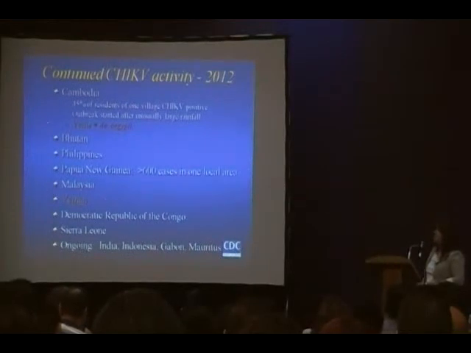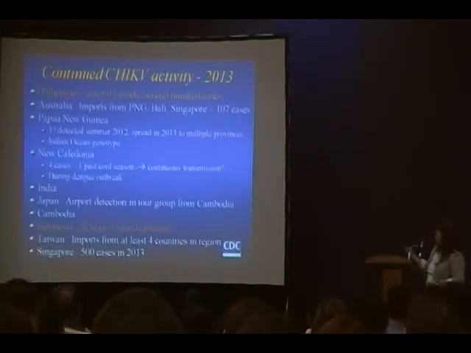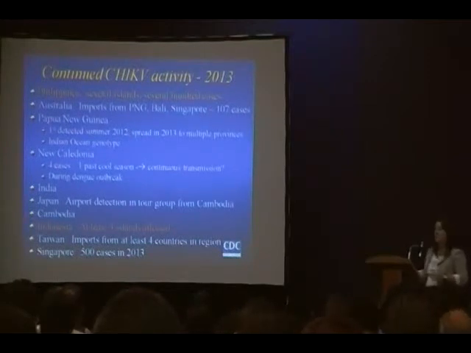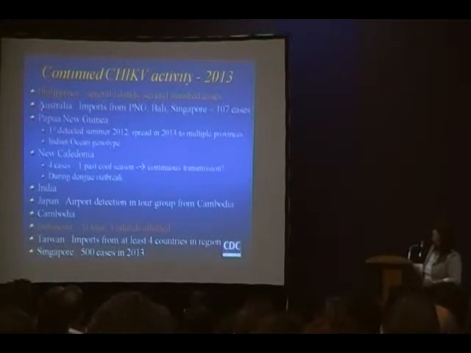Yemen is also worth noticing simply because there was another new place. The chikungunya had never been in the Middle East before, and it was continuing to spread to novel areas. 2013, I list a lot of different cases here. This was a very, very active year, as everybody's aware.